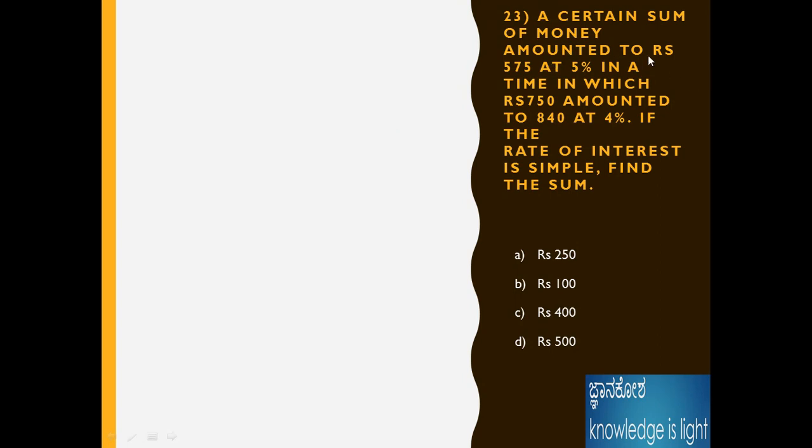A certain sum of money amounted to rupees 575 at 5%. Here, the certain sum of money amounted to 575. Friends, we don't know the principal. P should be found. The amount is 575 with respect to the 5% rate.